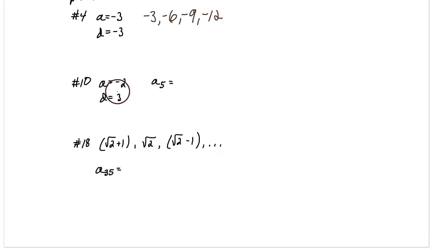Next, number 10. Given this information, find out what the 5th number would be. So let's use our general formula. A sub 5 is equal to the first term plus 5 minus 1 times d. 5 minus 1 is 4. 4 times 3 is 12. Negative 2 plus 12 is 10. The 5th number is 10.